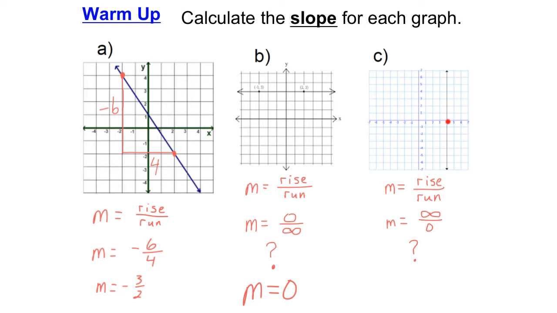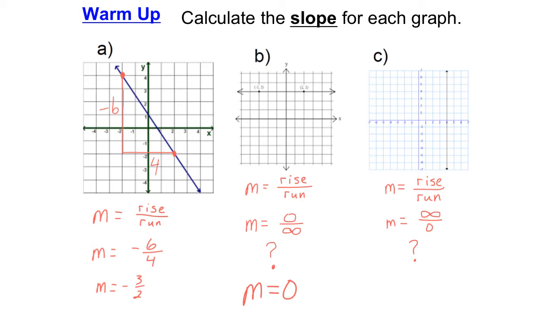What about this one? What's the rise? Well, there's an infinite rise. It doesn't matter between 2 points. The rise, it's perfectly straight up and down. And then the run, well, it's not going left or right at all, so the run is 0. So we have infinity divided by 0.